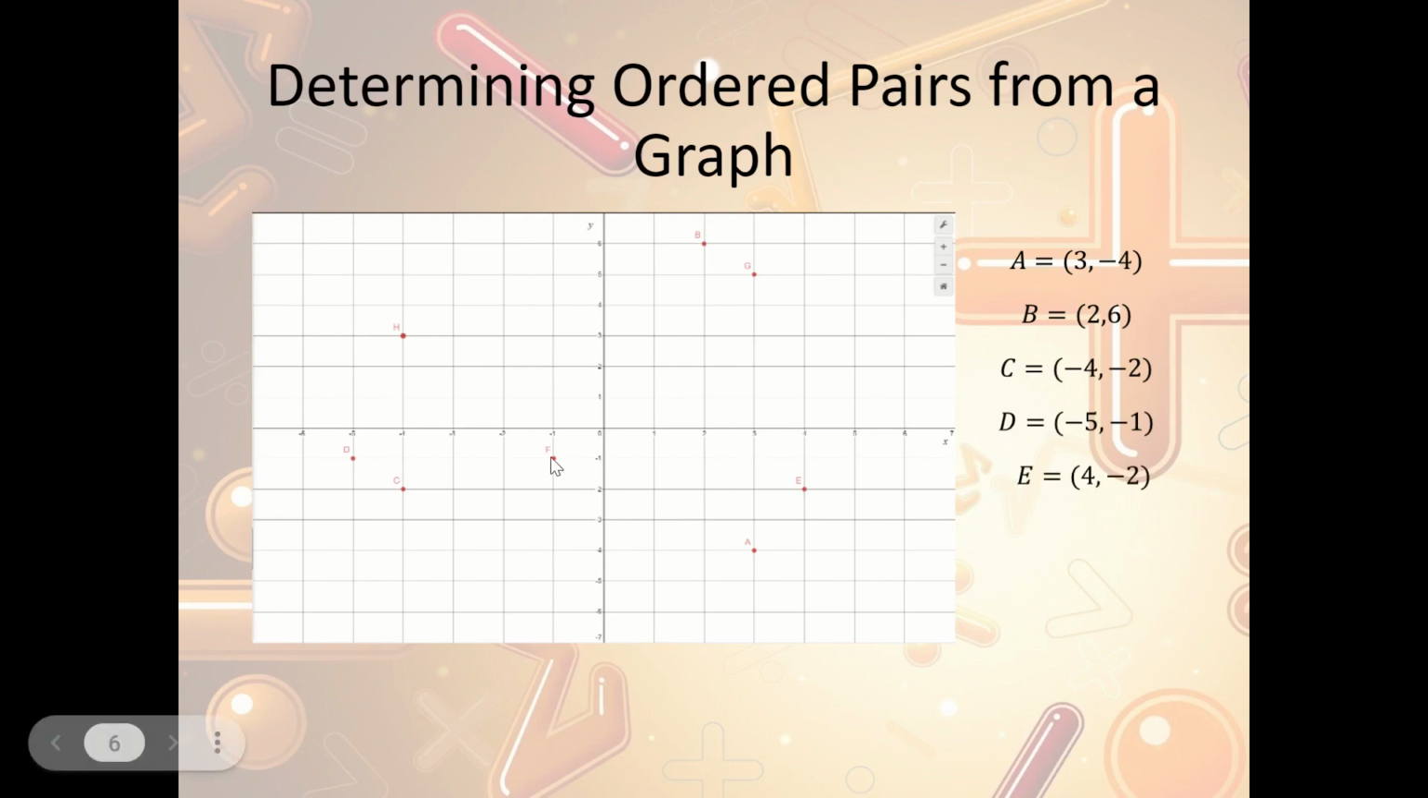Then F is here. So that's negative 1 and negative 1. And then G is here. So G is 1, 2, 3, and then 1, 2, 3, 4, 5. So 3, 5. And then H is here, which is negative 1, 2, 3, 4. So negative 4, and 1, 2, 3. So negative 4, 3. And so that's how I can look at graphs of coordinates and be able to figure out what their ordered pairs are.